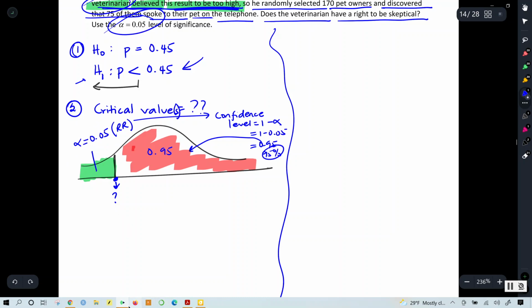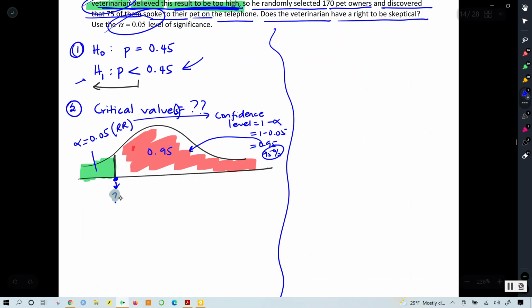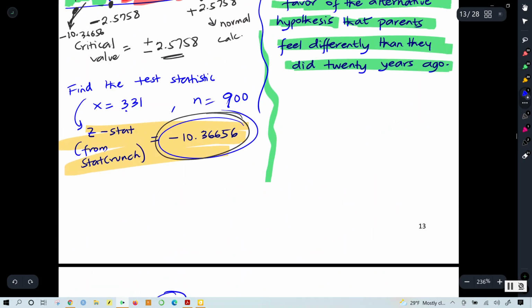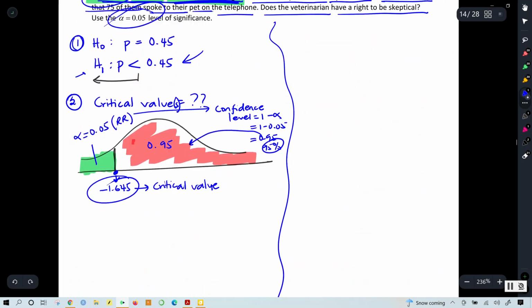So as it stands, I have my critical value here, which is negative 1.645. So I'll take that back. This is negative 1.645 here. This is the only critical value here. So I should have only one value in this case. Unlike the previous example, where you have a two-tailed test. It could be greater, it could be lesser. So you have both regions here.